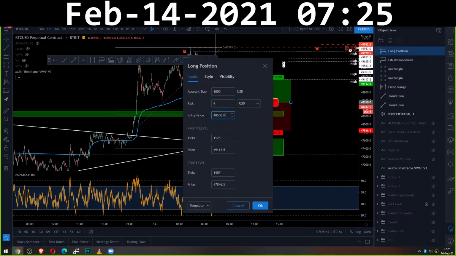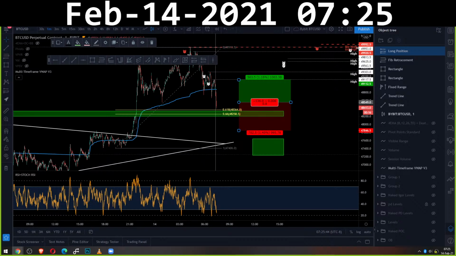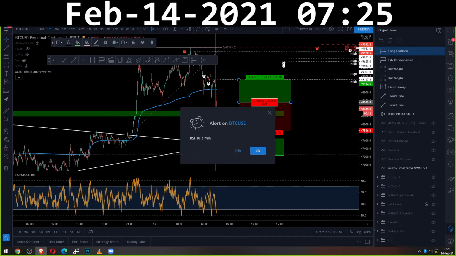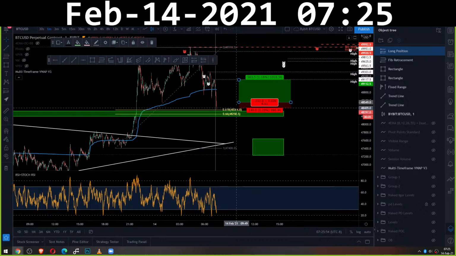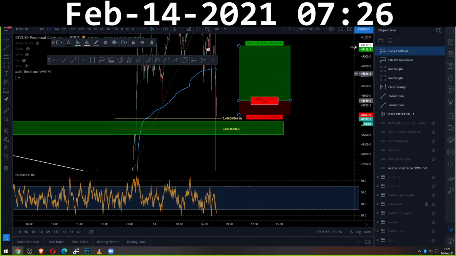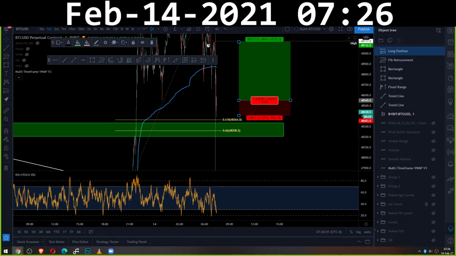48550. Yeah, I just got stopped. So it's pointless. Just got stopped. I had my stop loss right here. So I guess I should have kept my limit order there. We're at the 6-6 now at 48411.